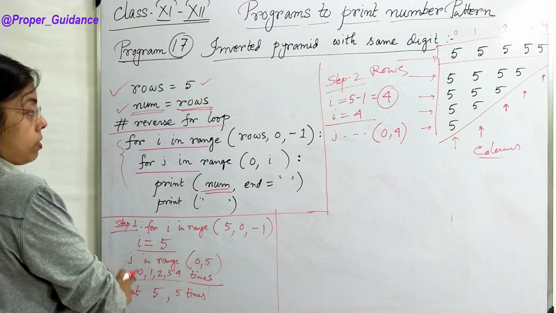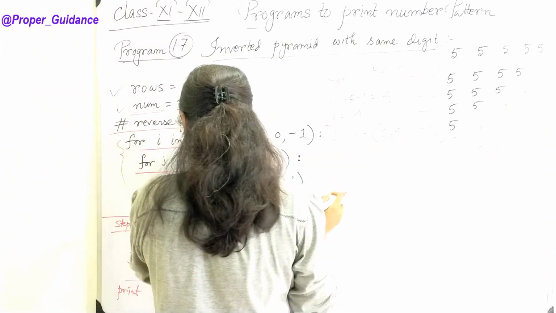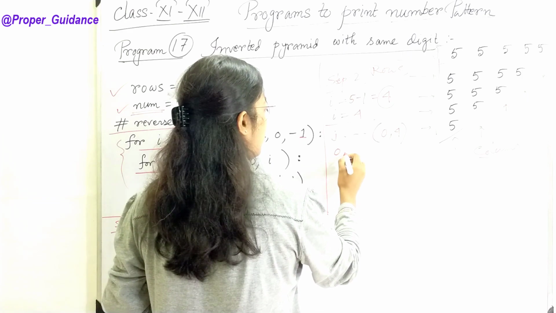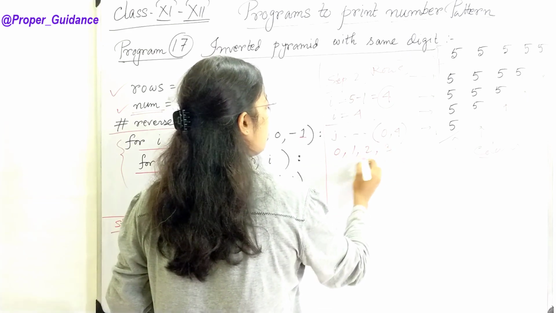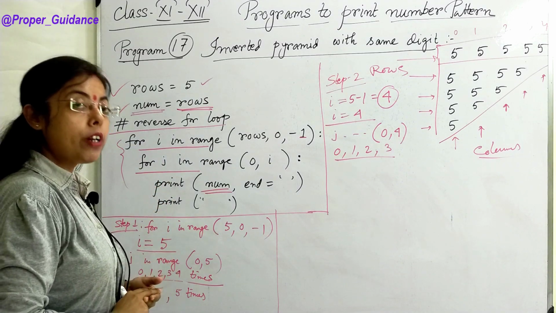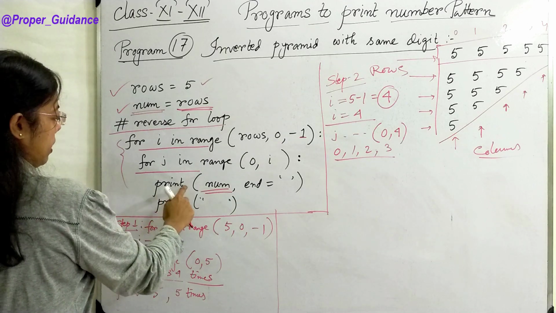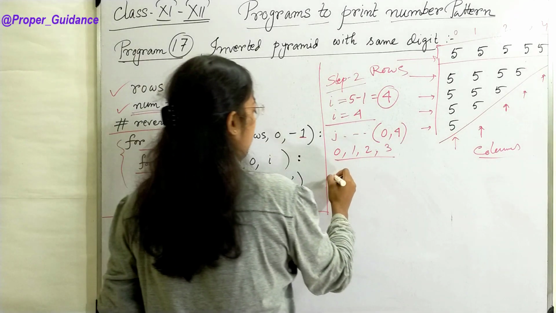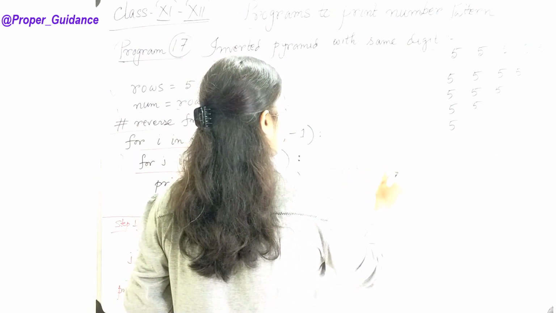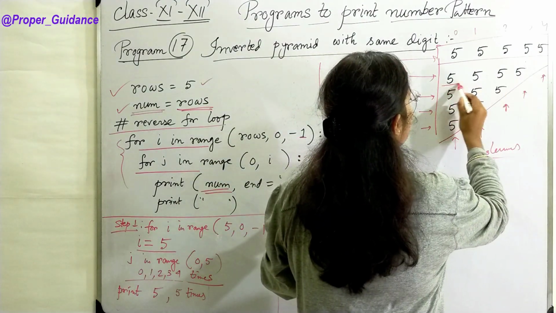In the same procedure, following the range in the for loop in the Python program, the values of j will be 0, 1, 2 up to 3, so 4 times. 4 times it will print num. This line, print num, runs 4 times. This means we come to the second row.